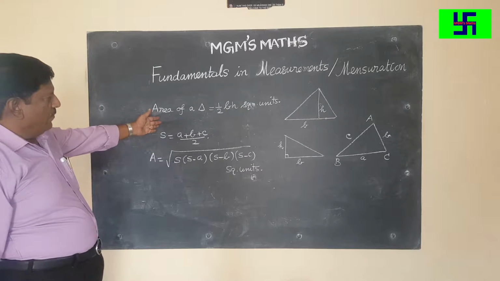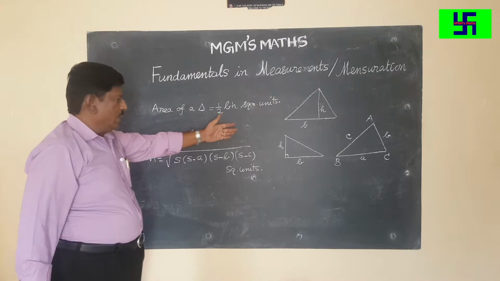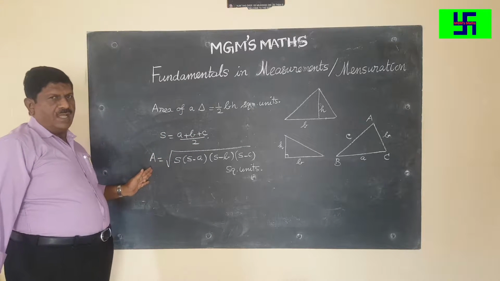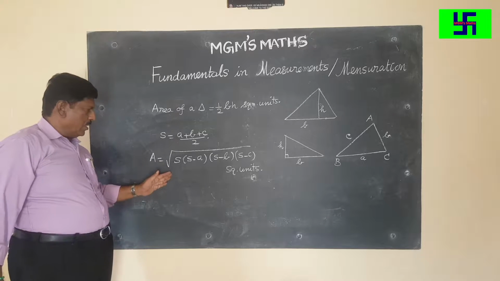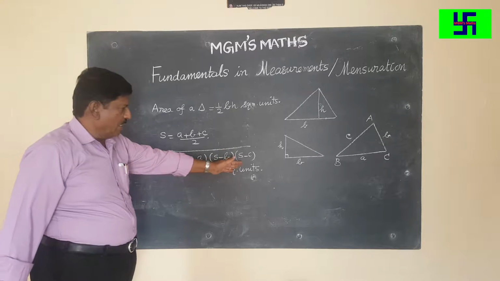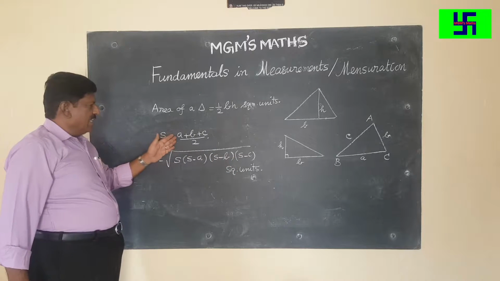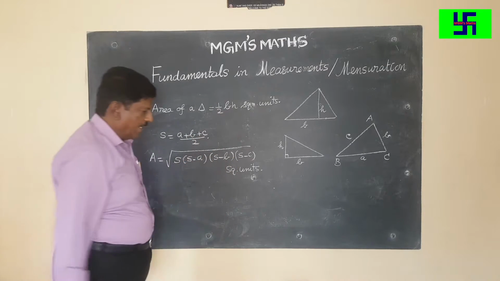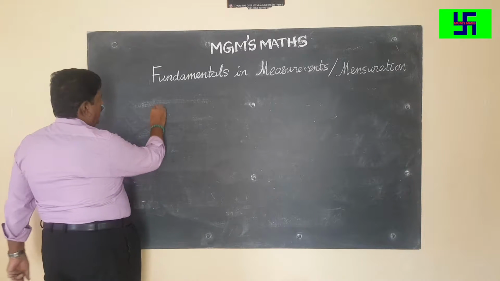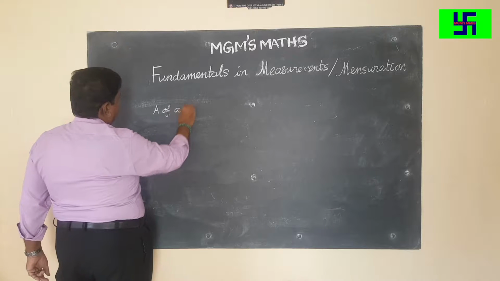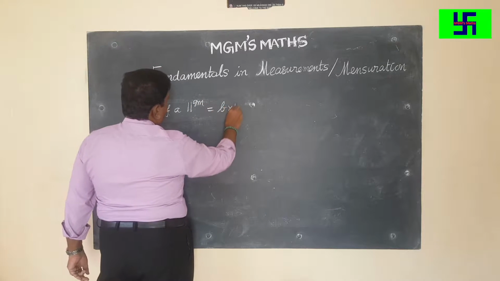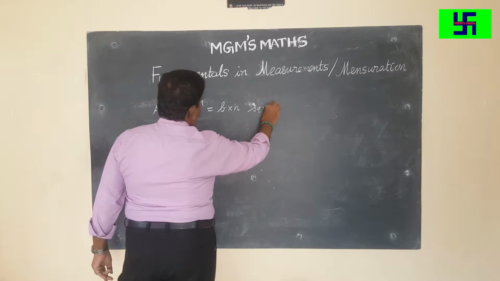So area of a triangle is half BH square units. When the three sides are given, area of the triangle is equal to square root of S into S minus A into S minus B into S minus C, where S is the semi-perimeter of the triangle. Now the area of a parallelogram. Area of a parallelogram is base into height square units.